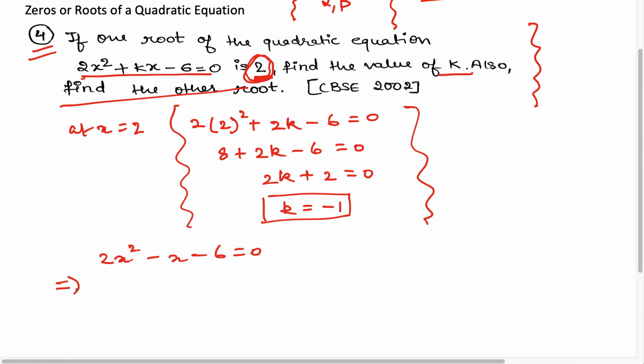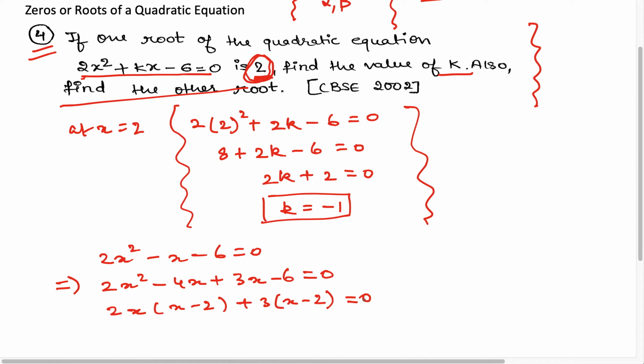The moment you see this, we studied in class 9 that we can factorize this equation. And we can factorize this as 2x square minus 4x plus 3x minus 6 equal to 0, and the solution will be 2x into (x minus 2) plus 3 times (x minus 2) equal to 0, and I take x minus 2 out common from here, and I get (x minus 2) into (2x plus 3) equal to 0.